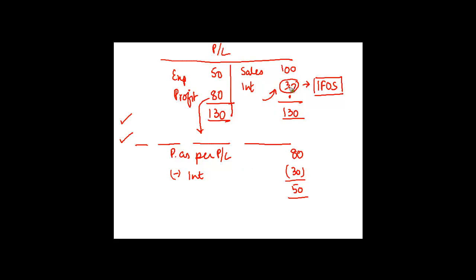The other way to see it is that if this interest was not there, you would have 100 as the total and your profit would actually be 50. The same thing I did here, but instead of doing it directly, I indirectly reduced it from the profit as per profit and loss account. Please try to understand the reason for each and every adjustment, because when you get your question, it is these reasons which are going to make you do them.